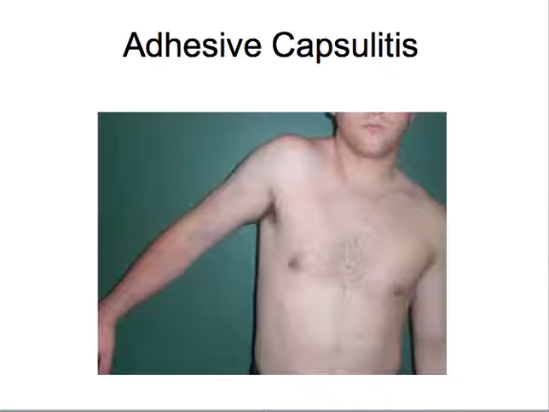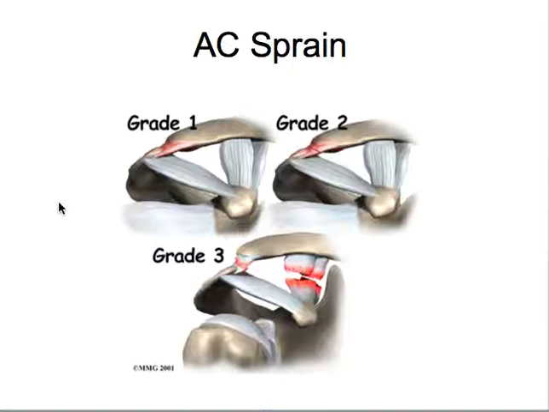AC sprain is on your notes next, divided into typically 3 grades, the most severe being a grade 3. They used to commonly do repairs on these and suture these together, although they're finding that the function after surgery is no better than if they didn't do surgery.